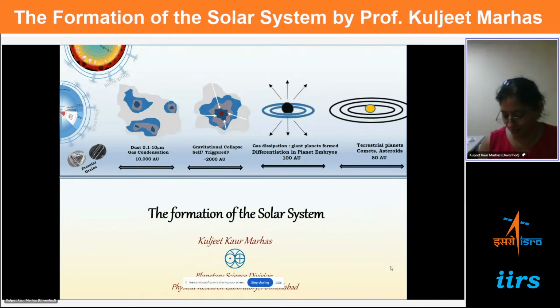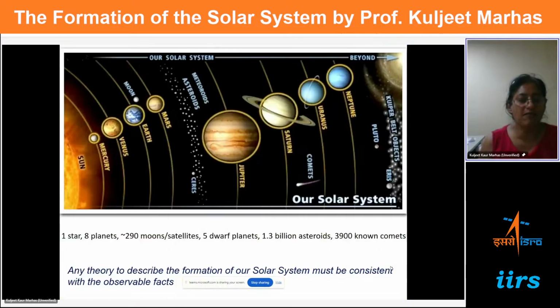Formation of the solar system. So you have heard and seen this figure many a times, right? What I want to say here is that we have to make a model for formation of the solar system. In order to do so, you should understand what exists, what is there. And this can only be done by observation or the laboratory methods.